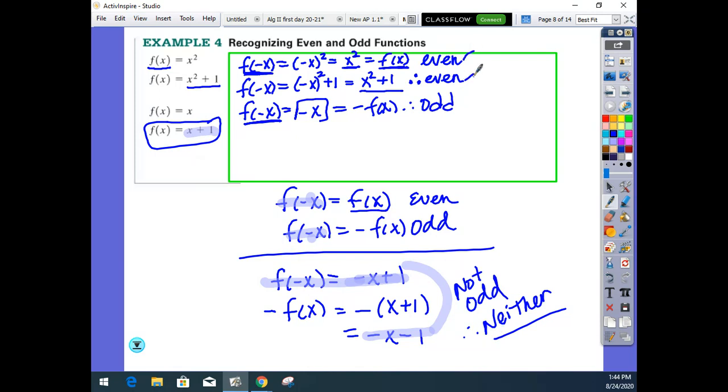So we had even, odd, neither. But you're trying to match these two things up. You're matching either f of negative x to the original f of x, or f of negative x to the opposite of the original. If one of these two is not true, neither.